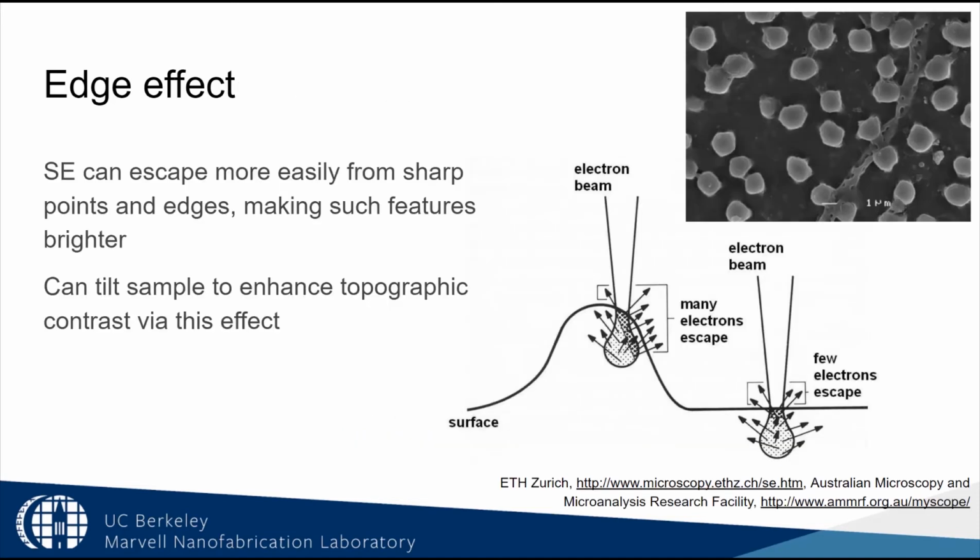Another common substrate interaction effect is the edge effect. As the beam traverses a feature with some height change, more of the interaction volume comes close to the edge of the sample, which will allow more electrons to escape the material and reach the detector. This means that edges of features typically appear brighter in the SEM image.